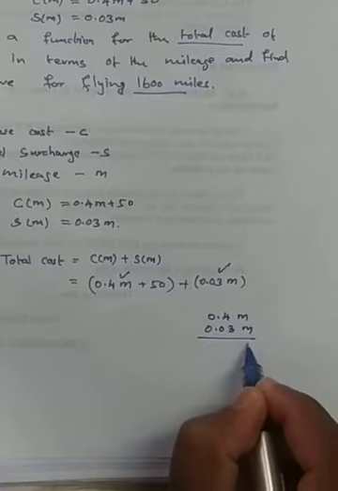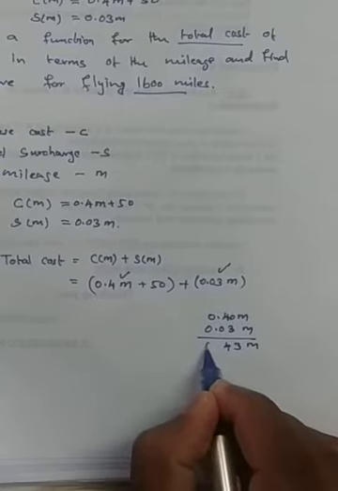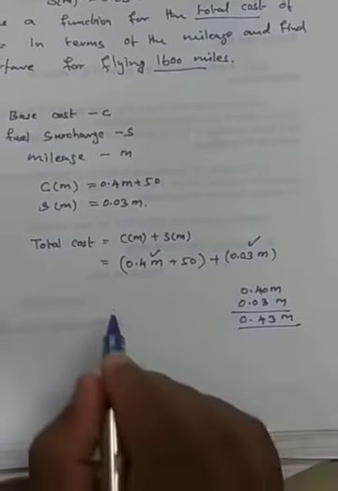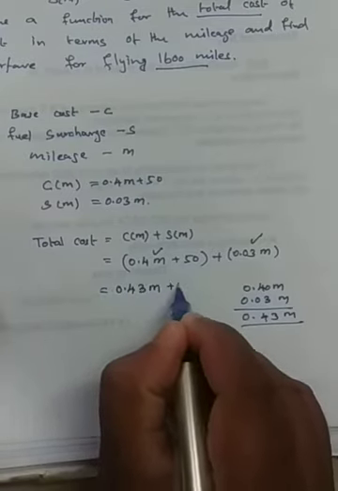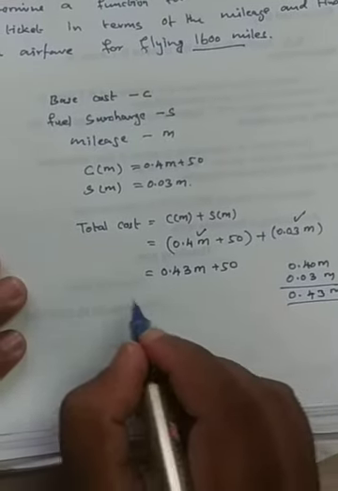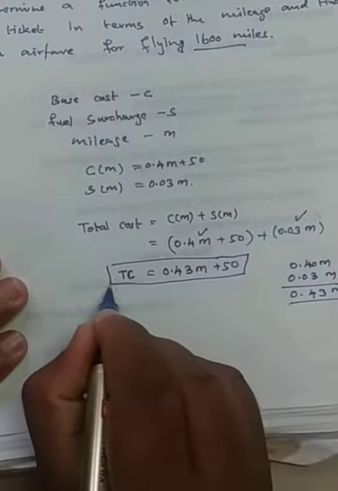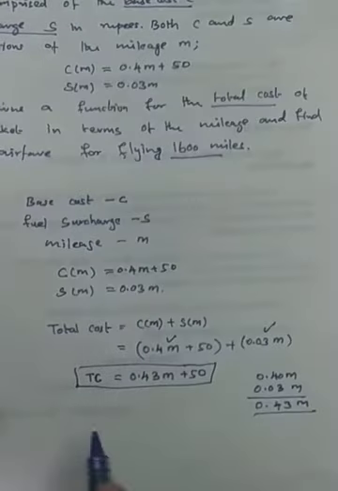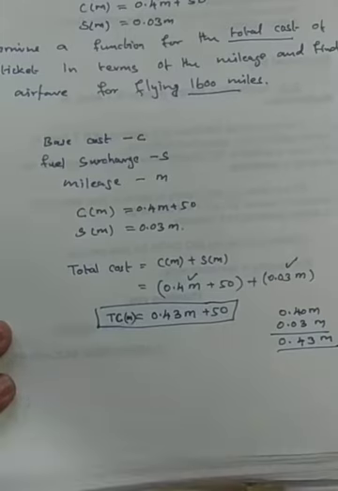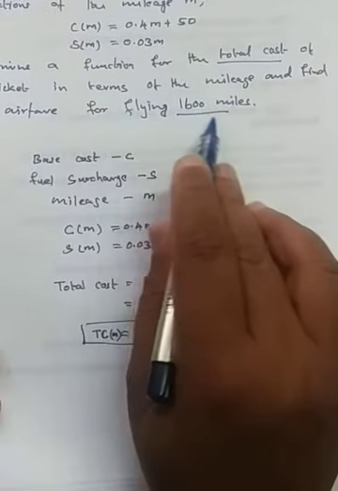So add it now, what will come? M as such will come. This is 0 plus 3, 3, 4 plus 0, 4. So 0.43 M will be there. So here it will become 0.43 M plus 50. So that is your total cost. So I will write T of C, total cost. This is what they asked. Okay, that we have done, total cost of a ticket in terms of mileage. So T of C of M you can write, because it is a function of M, so that we can easily understand, right?